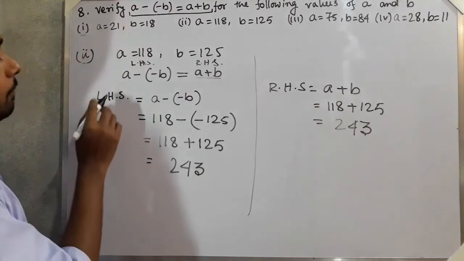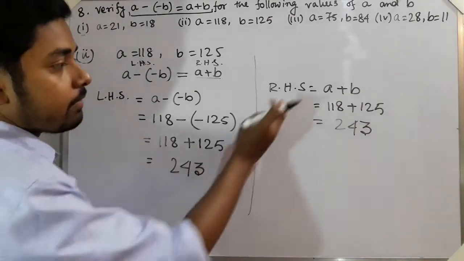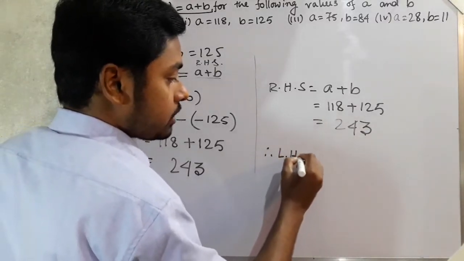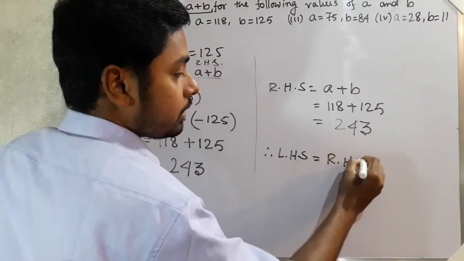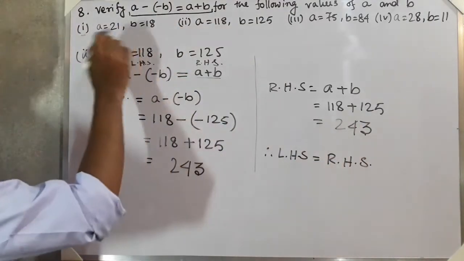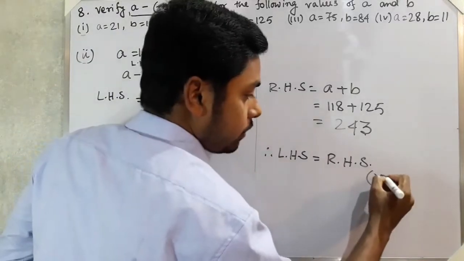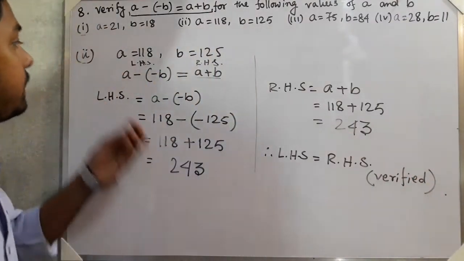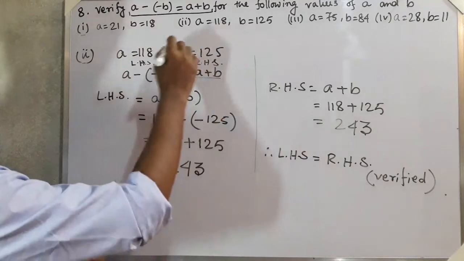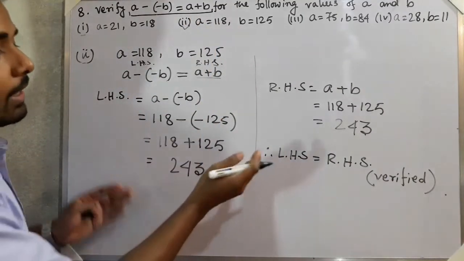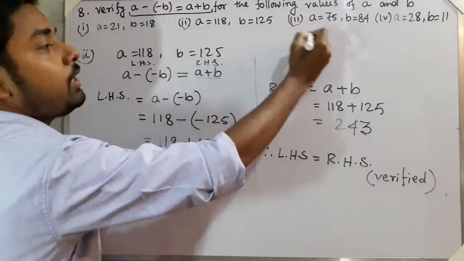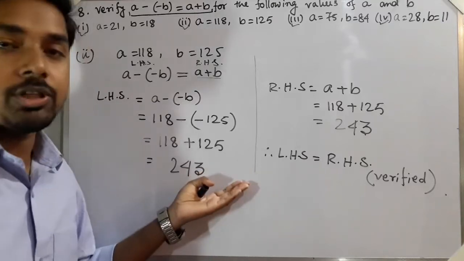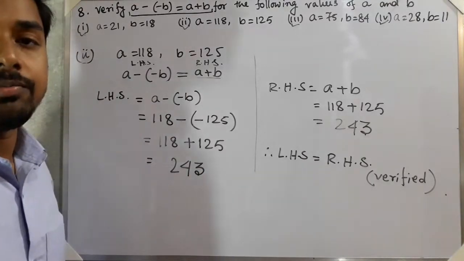So you can see here on the left hand side we have got 243, and on the right hand side also we have got 243. So what we can write here? Therefore LHS is equal to RHS. Whenever the question is asking to verify, here you have to write Verified. Like this you have to solve all the questions. I have solved only question number 2 here, but like this you have to solve question numbers 1, 3 and 4. Is that clear? Apply these rules the same way as we have done in these questions. So pause the video to note it down.